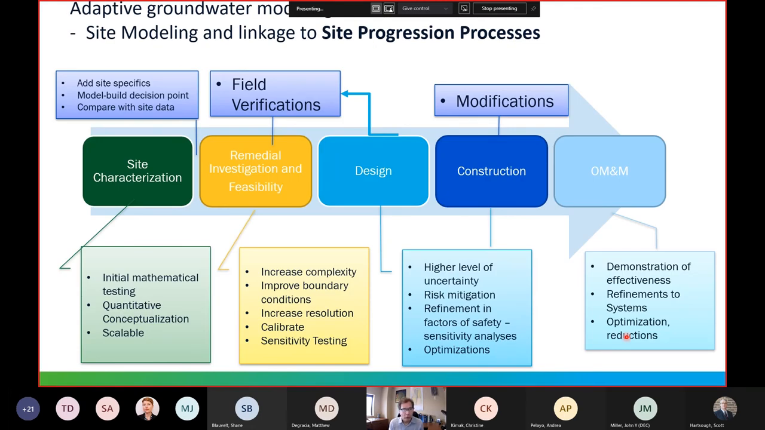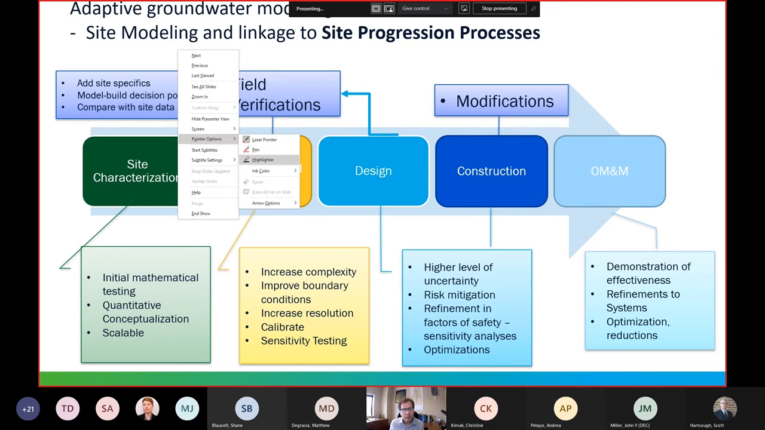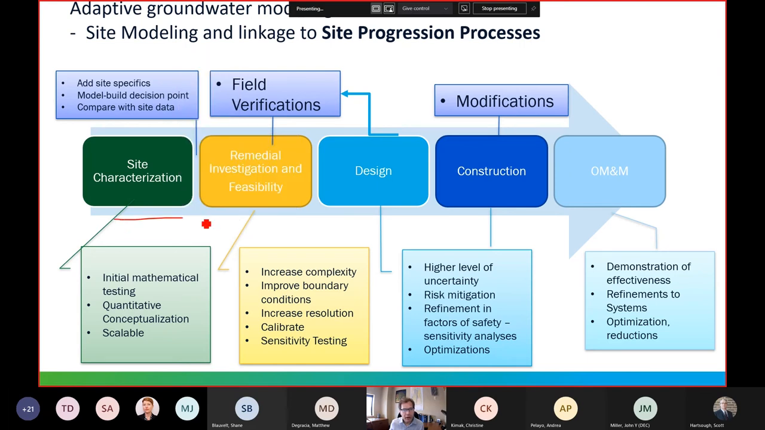Secondly, we like to apply our groundwater models to what we call our site progression processes. So what that means is, you see this arrow along the bottom here. This is sort of how our sites progress. We start out with site characterization, and these are general categories, remediation and feasibility studies, into design, into construction, and then into OM&M.